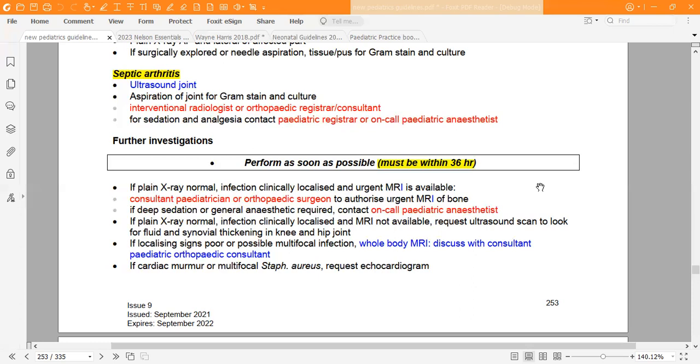If localizing signs are poor or there is possible multifocal infection, request whole body MRI and discuss with the pediatric orthopedic consultant. So for the third option, if localizing signs are not obvious and you cannot detect where the focus of infection is in the bone, or you suspect multifocal infection, you ask for whole body MRI, but you have to discuss that with your consultant first. If there is a cardiac murmur or multifocal staph infection, request an echocardiogram. If you find any murmur in the heart together with joint inflammation, think about doing an echo for the heart.